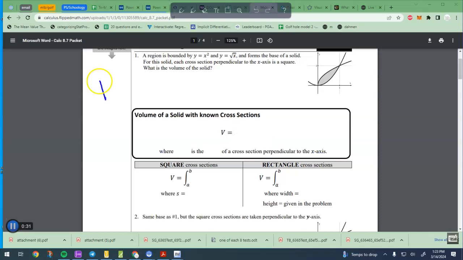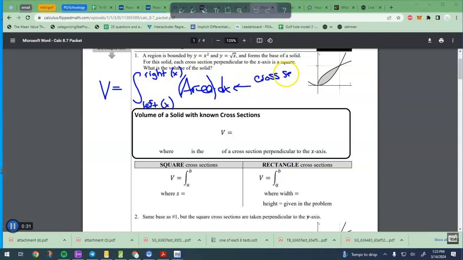So I look at it like this. There's two ways this can happen. The volume is either going to be bounded on the left and right, and those are x values. You're going to integrate the area multiplied by dx. This is what happens if the cross section is perpendicular to the x-axis. So like that cross section there, and then you'll have shapes coming out of it. Poor attempt at drawing.